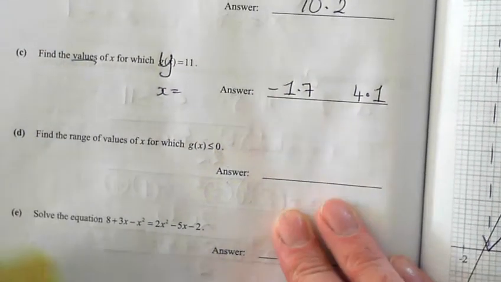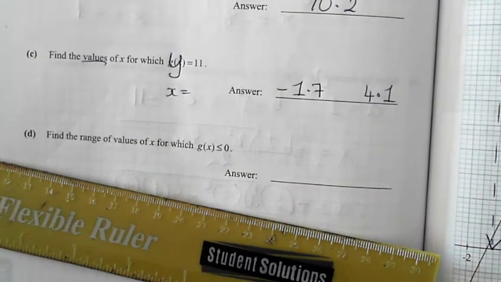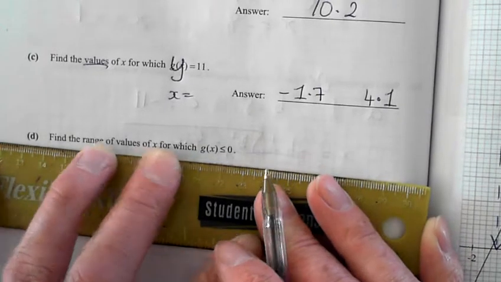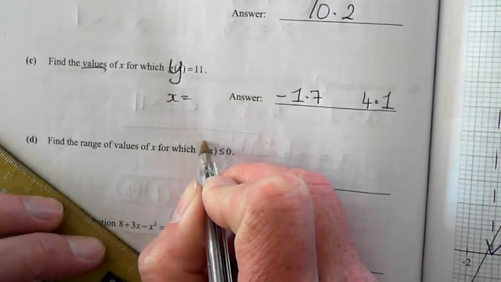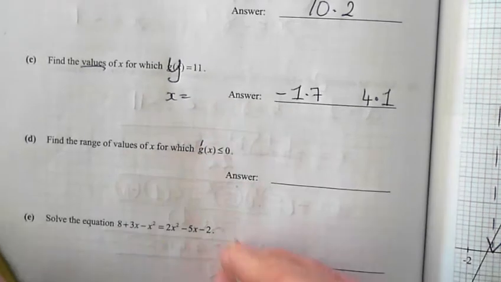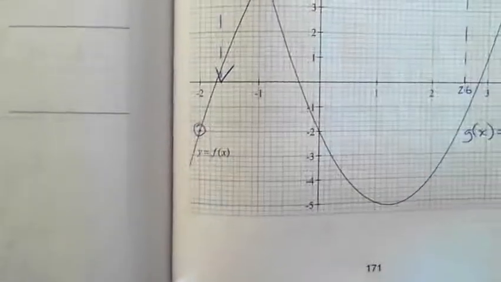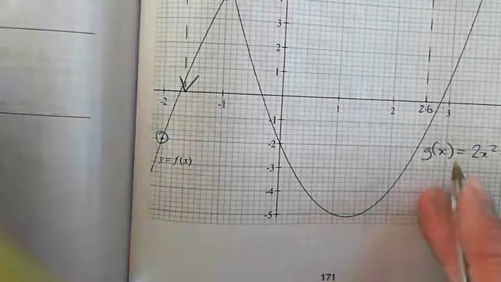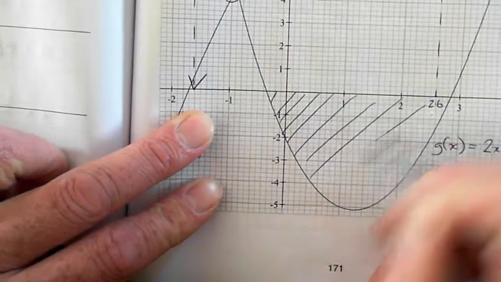Right, the next one. Range of values means we'll have a lot of values. So find the range of values of x. Find all the values of x where g of x is less than or equal to 0. Which graph is that? G of x. It's the one going down. Where is it less than 0?